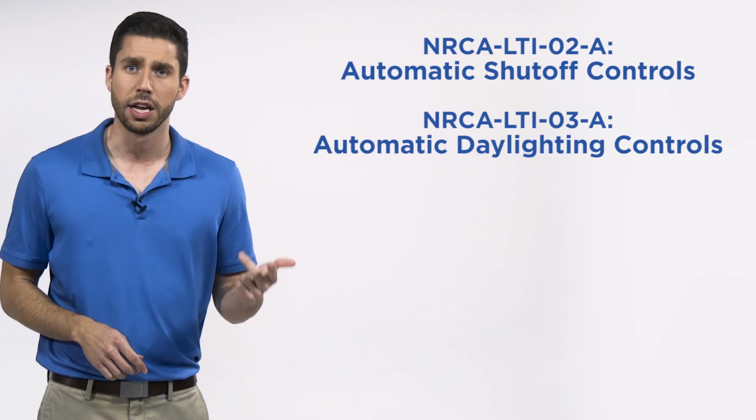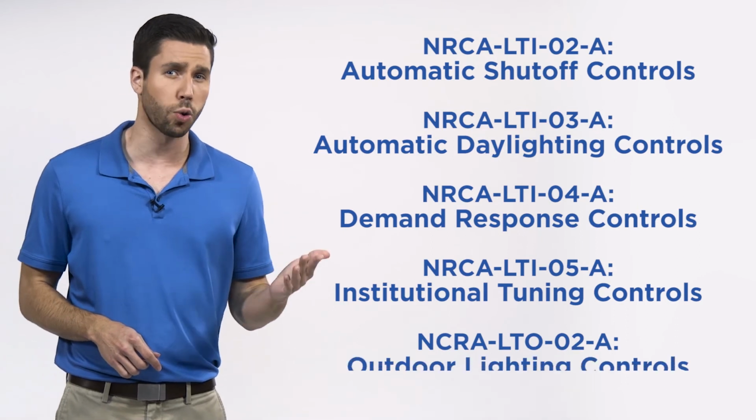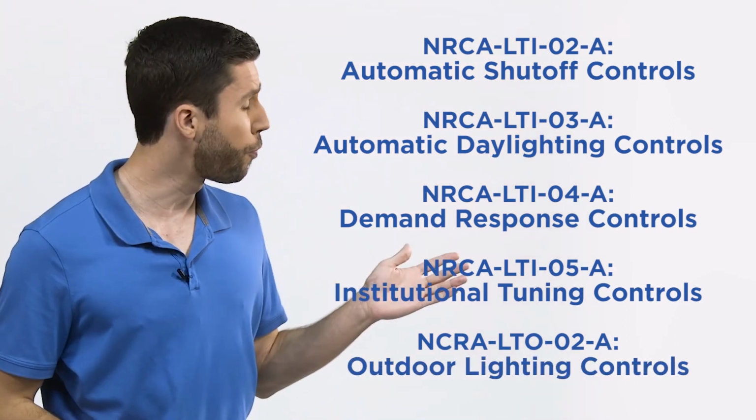There are 5 lighting controls forms to consider: automatic shutoff controls, automatic daylighting controls, demand response controls, institutional tuning controls, and finally, outdoor lighting controls. Currently, all forms are completed electronically using the system offered by the ATTCP, under which the ATT is certified. The California Advanced Lighting Controls Training Program, or CALCTP, and the National Lighting Contractors Association of America, or NLCAA, are currently the only approved ATTCPs to offer training and certification for lighting.